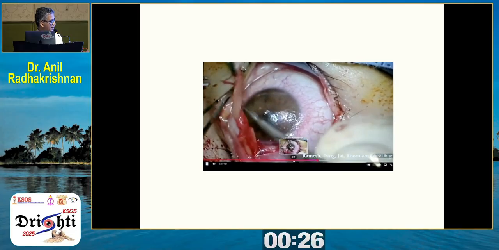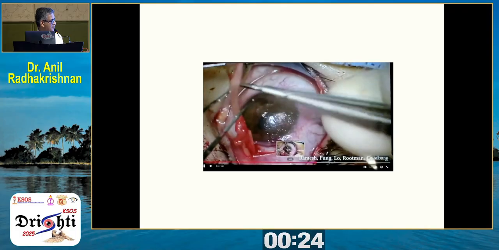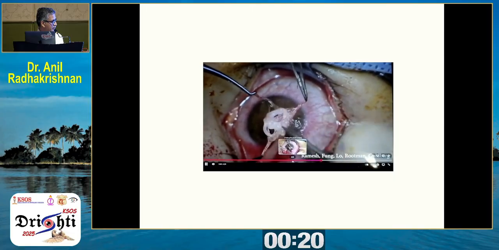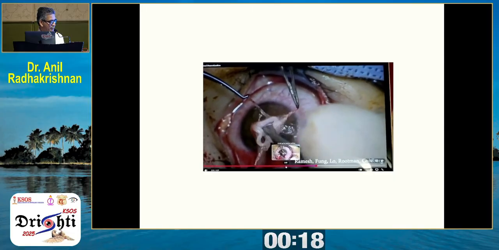So if you see it under the microscope, all these nerves will have multiple fascicles. So you can actually very easily separate it. I think for people doing microsurgery, it's very easy compared to plastic surgeons.